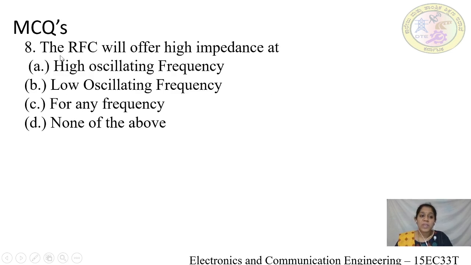Eighth one, the RFC will offer high impedance at option A high oscillating frequency, option B low oscillating frequency, option C for any frequency, option D none of the above. Yes, the RFC will offer high impedance at high oscillating frequency. Option A is the correct answer. Why high oscillating frequency? Therefore the RFC will isolate the oscillator from the DC bias and the audio signal. So RFC will offer high impedance at high oscillating frequency.